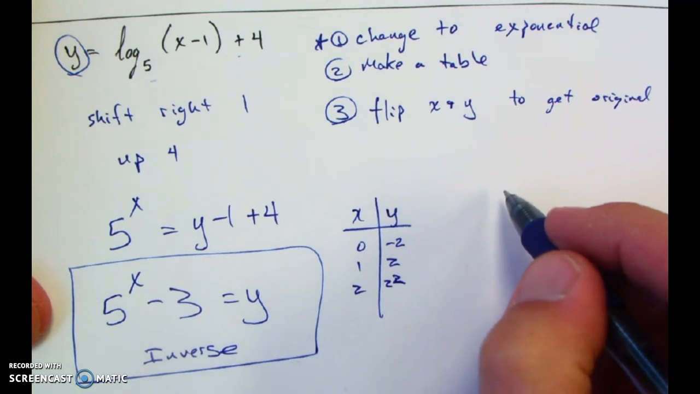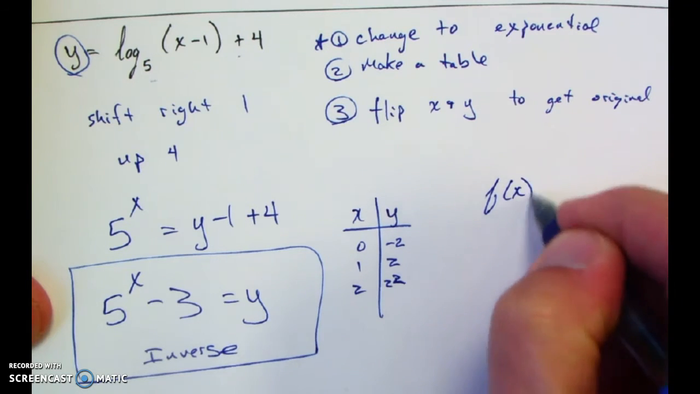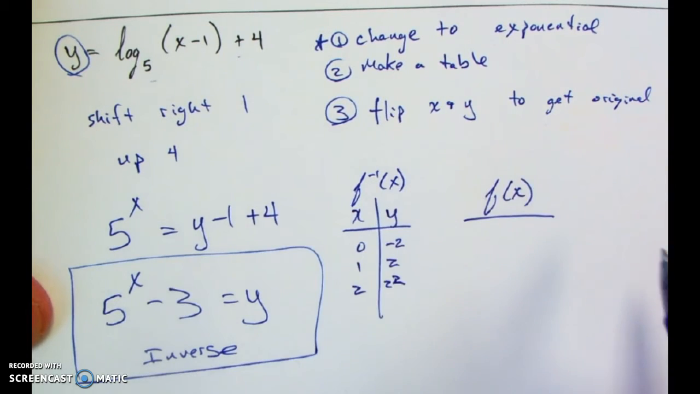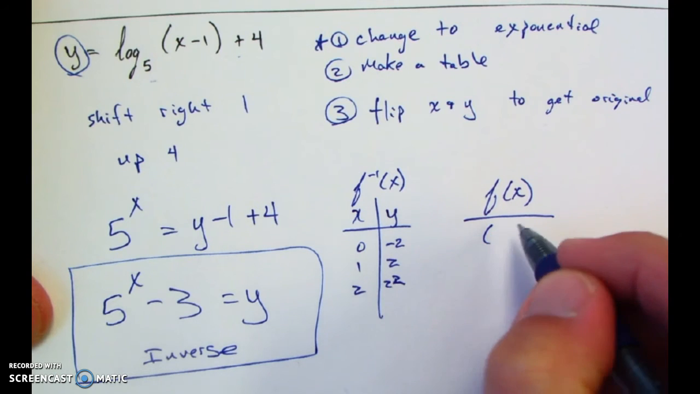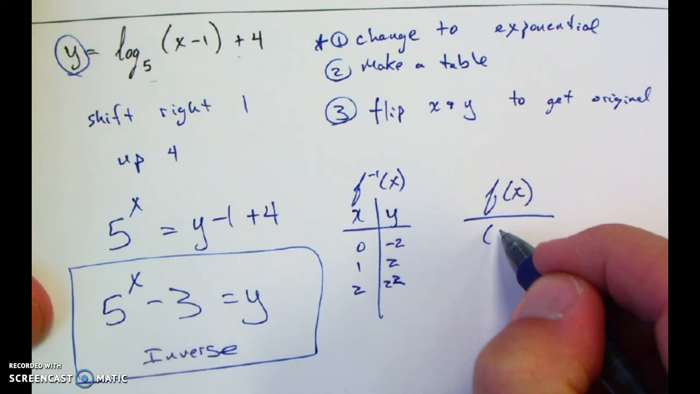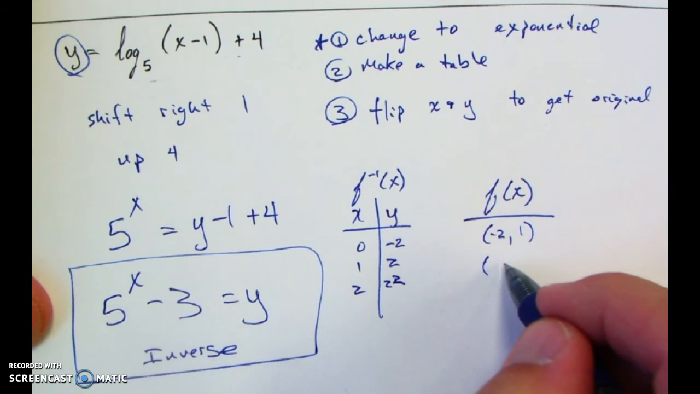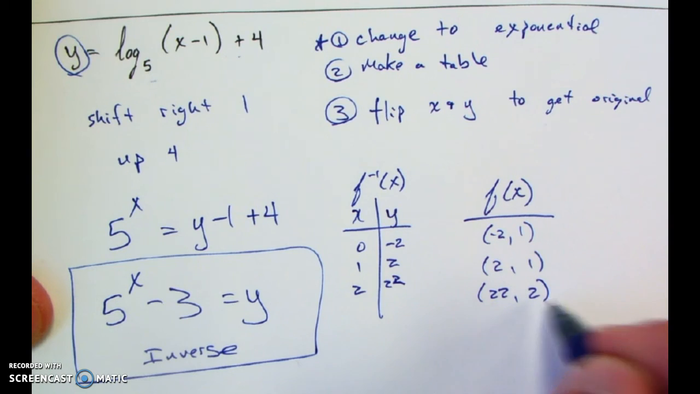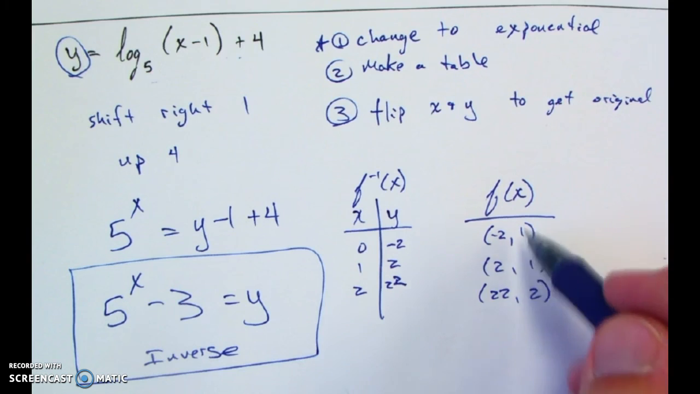That also then gives us that if we're looking at our original equation, because this was for our inverse, we're going to flip-flop those so we have ordered pairs at negative 2, 1, and at 2, 1, and at 22, 2. And then we can plot those points for our graph.